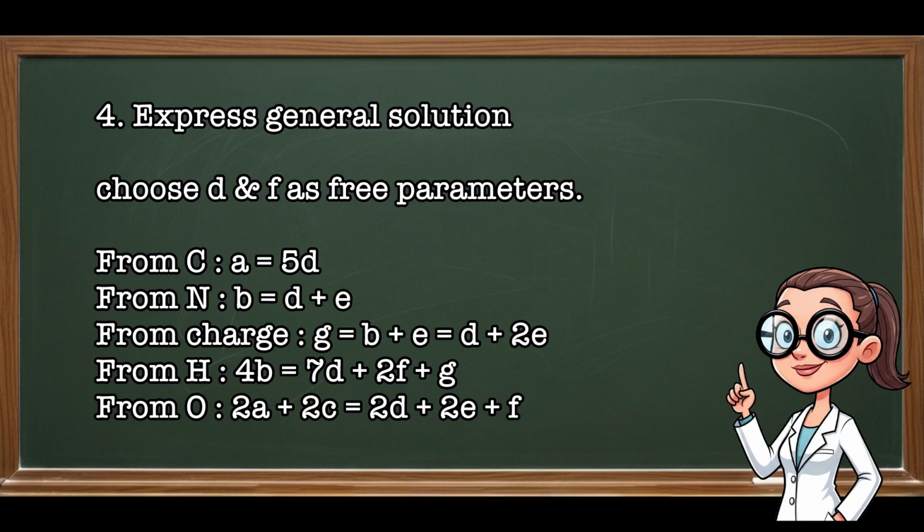4. Express general solution. Let's choose D, that is biomass, and F, that is the number of H2O, as free parameters. Then, from C, A equals 5D; from N, B equals D plus E; from charge, G equals B plus E equals D plus 2E; from H, 4B equals 7D plus 2F plus G; from O, 2A plus 2C equals 2D plus 2E plus F.